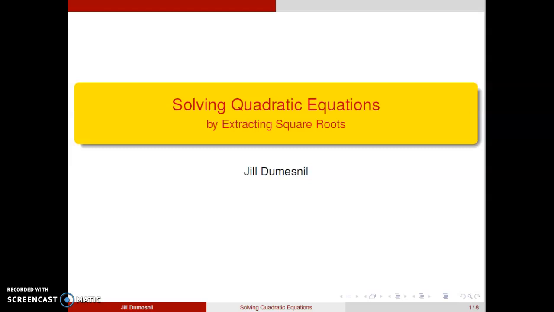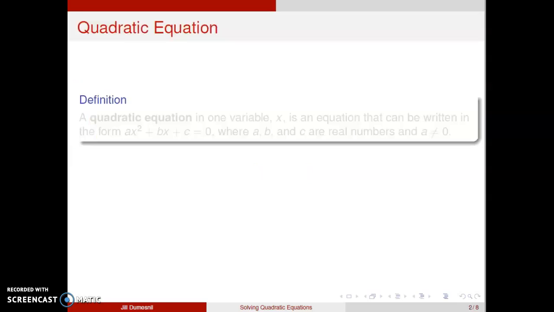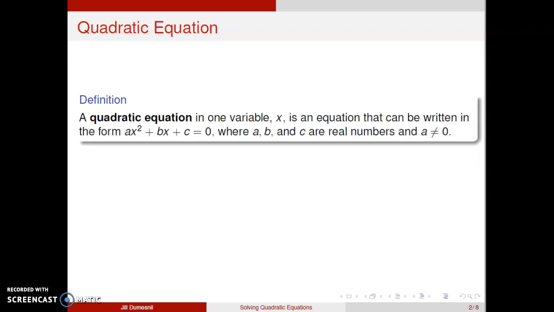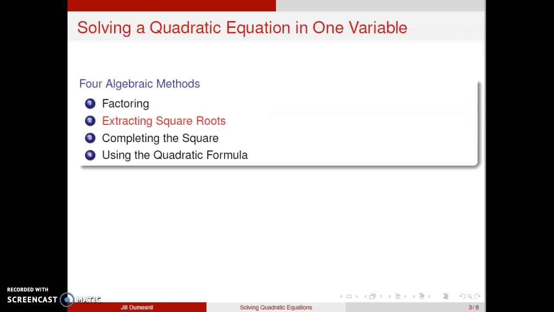In this video, we solve quadratic equations using a technique known as extracting square roots. What do we mean by a quadratic equation? A quadratic equation in one variable x is an equation that can be written in the form ax squared plus bx plus c equals 0, where a, b, and c are fixed real numbers, and a is non-zero.